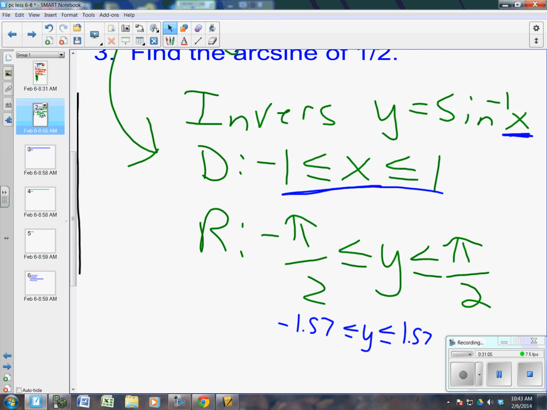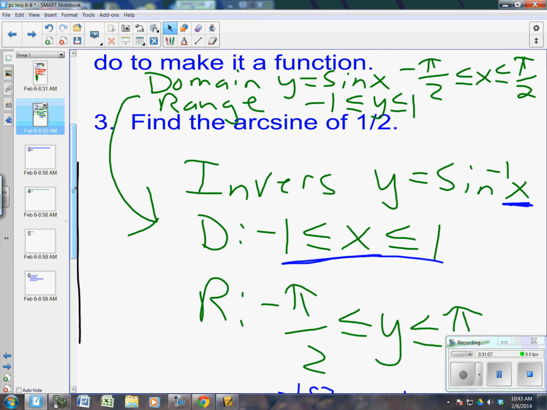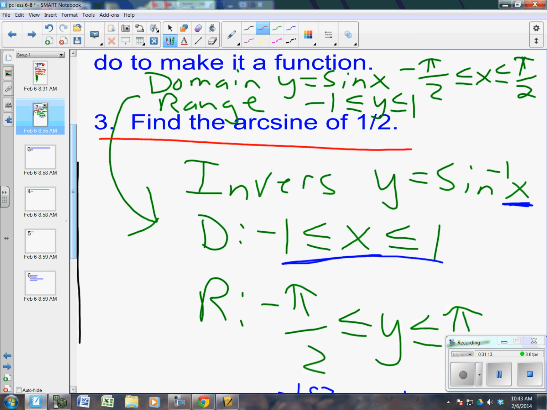So the question is right here. Number 3, find the arc sine of 1/2. Remember, we use arc sine instead of sine inverse sometimes. It means the same thing. So everybody in your groups, I'm going to give you a minute. Find the arc sine of 1/2. Go.